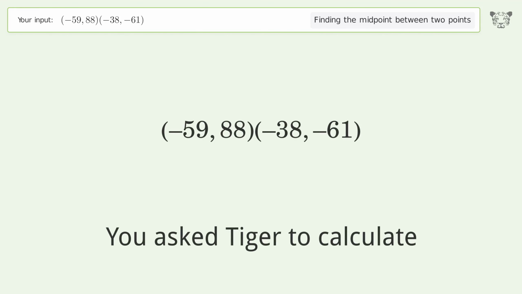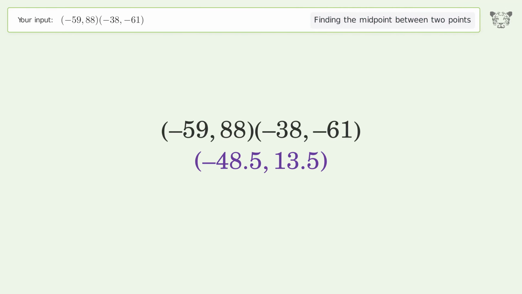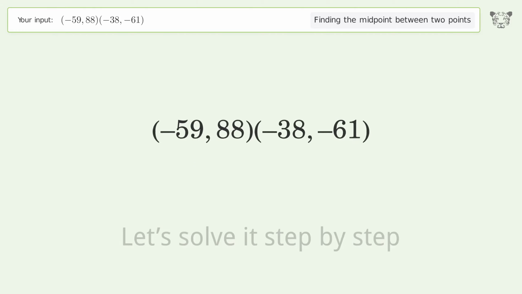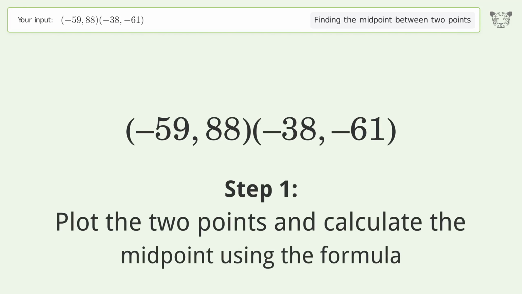You ask Tiger to calculate. This deals with finding the midpoint between 2 points. The midpoint between the 2 points is negative 48.5, 13.5. Let's solve it step by step. Plot the 2 points and calculate the midpoint using the formula.